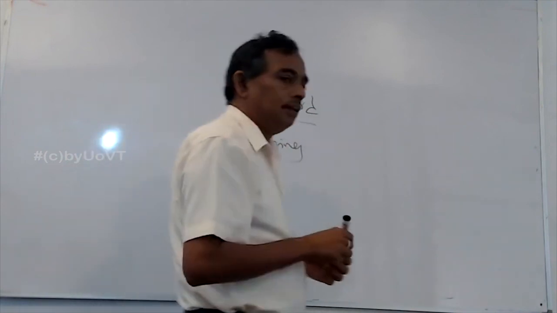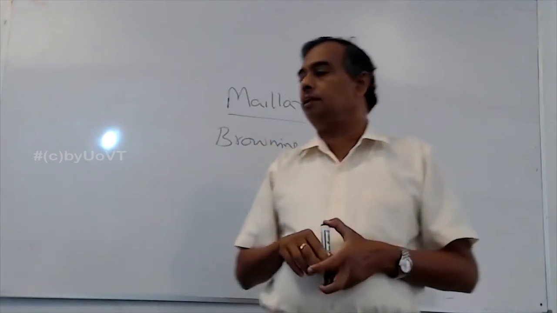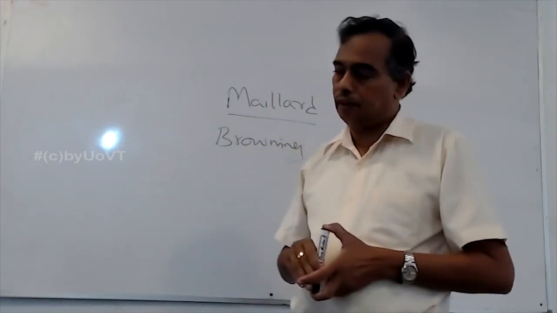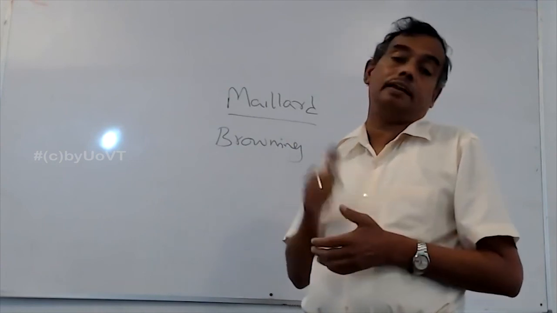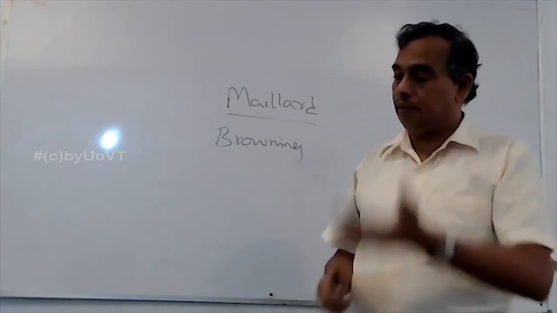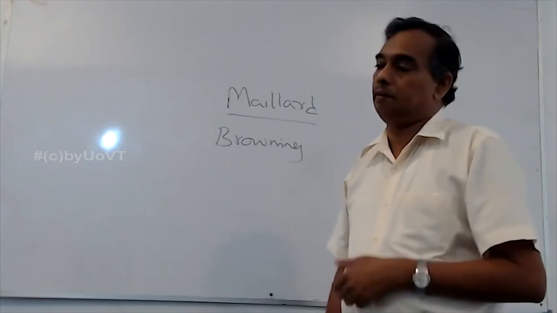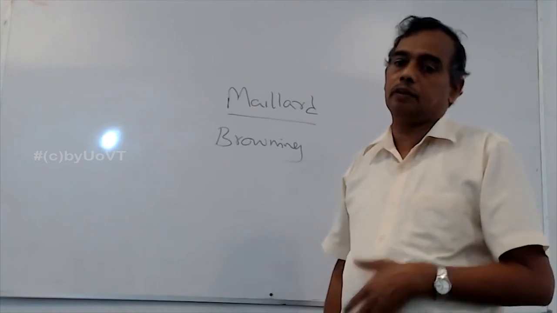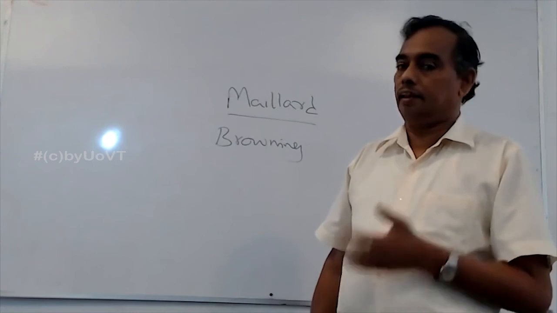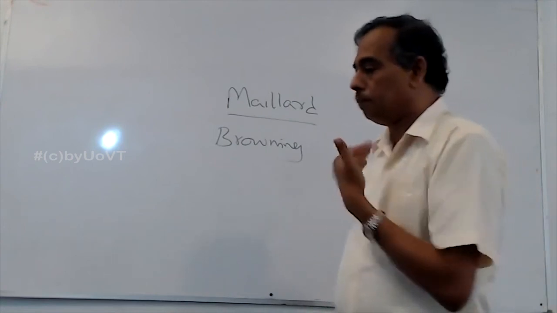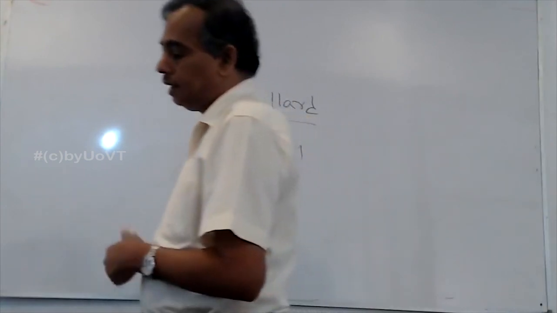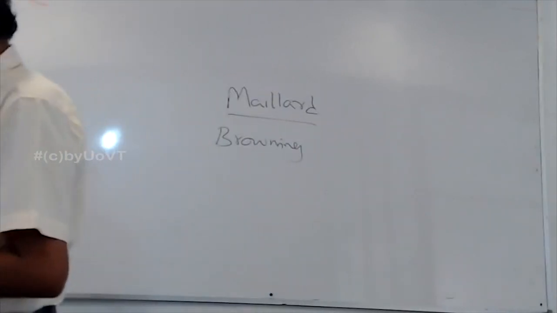Due to this reaction, the color of the food can change into brown color. In detail, you can learn this reaction at the next level. Next level means second year, in your second year food chemistry lectures, which start with this kind of browning reaction. This is one type of browning. This is the other impact.